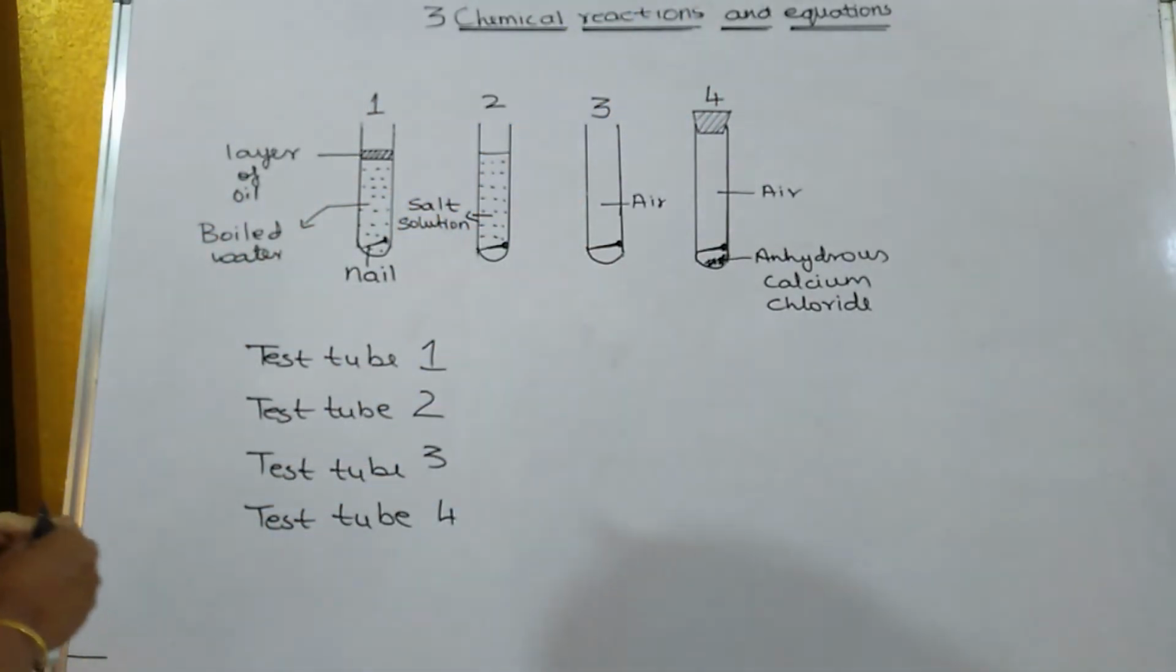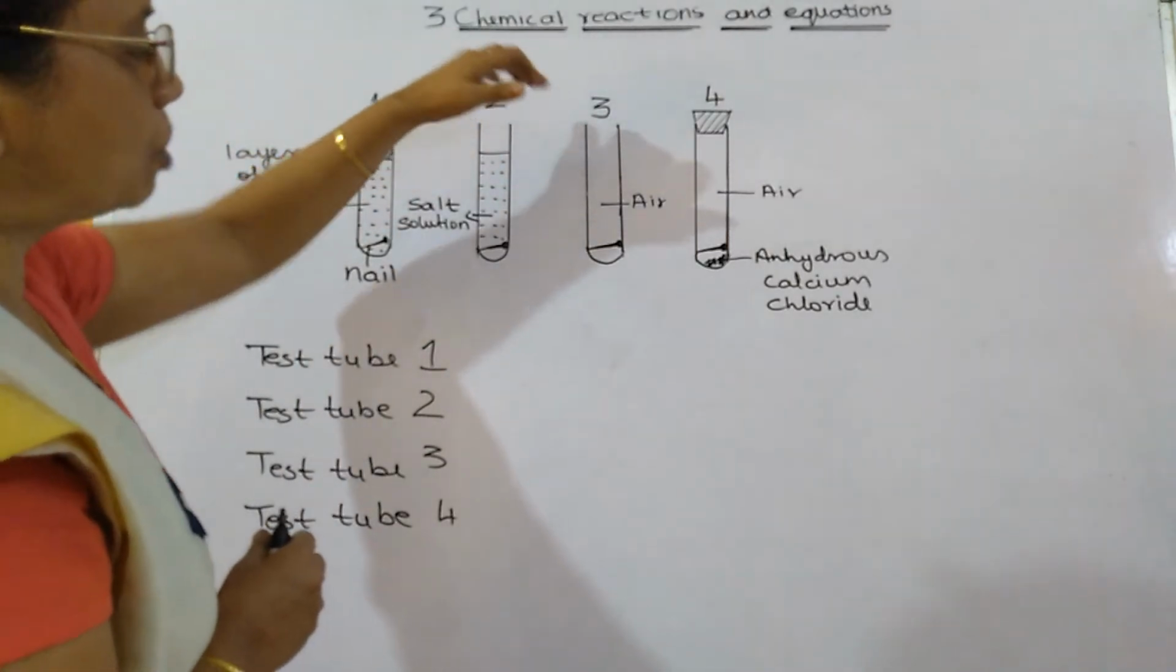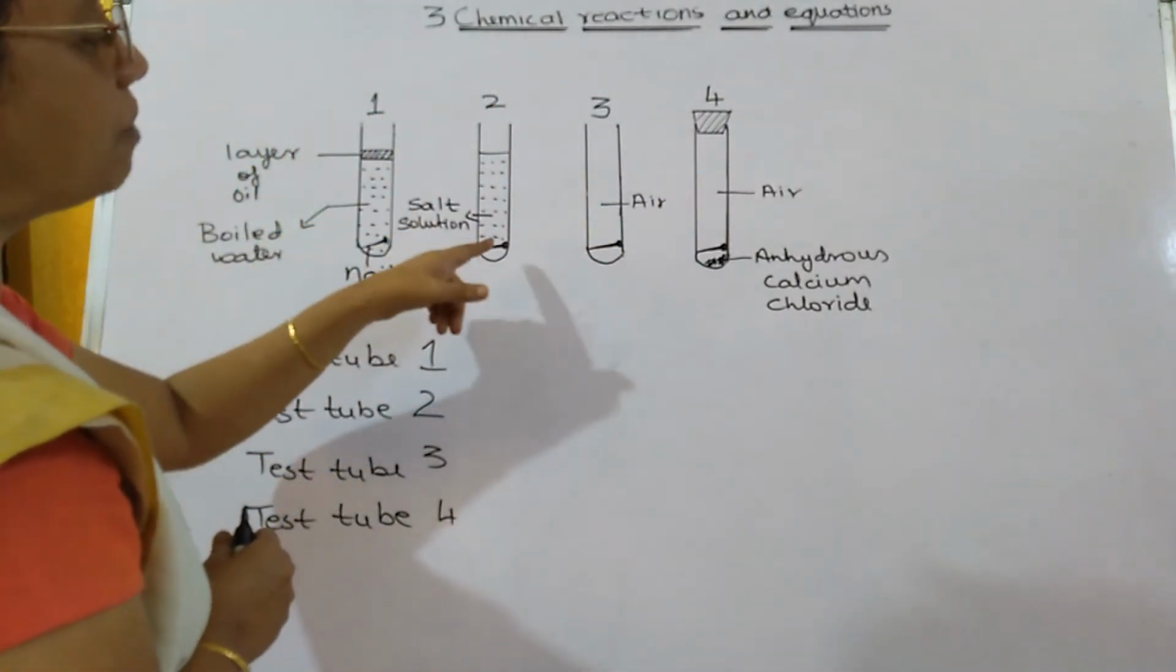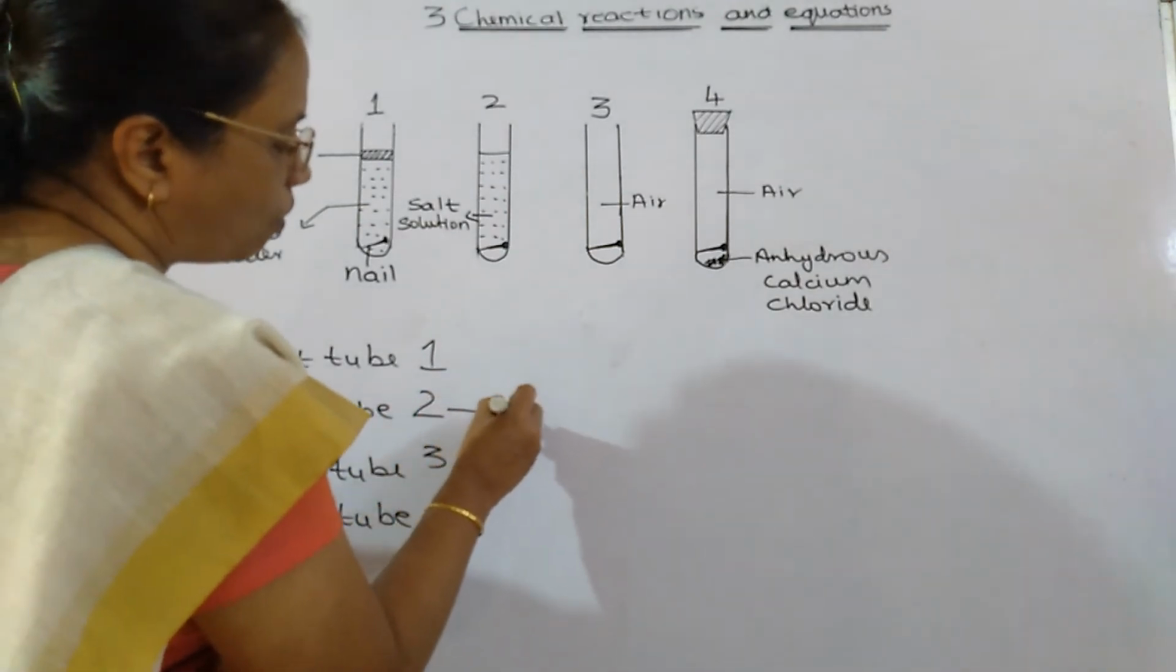Now after some days you will find that in test tube 2 and in test tube 3, a reddish layer was formed on the nail. So in both of these, a reddish layer was formed.